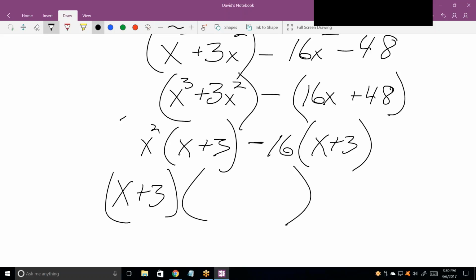Wait, what do you... Sorry, say that again. I'm factoring out an x plus 3. Yeah. What do I have left over? X minus 3? I don't... X squared minus 16. Oh, and that problem?